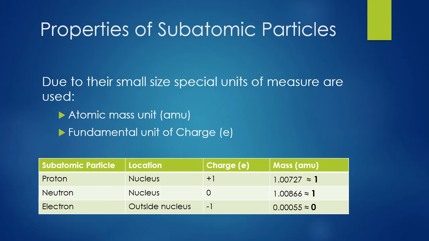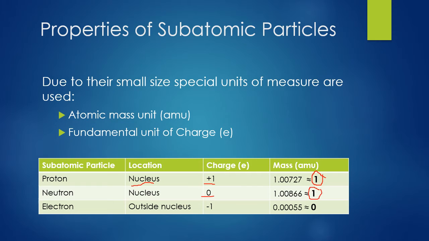Here's a summary of those charges and also the masses of the three subatomic particles contained in an atom. We have the proton, which we said was located in the nucleus, and it has a +1 charge. Now the actual mass of a proton is 1.00727. For our purposes, we're just going to round that to a whole number and say the mass is 1. Neutrons, the other subatomic particle located in the nucleus, have a charge of 0. They're neutral. Their mass we're also going to round to just a whole number and give it 1.